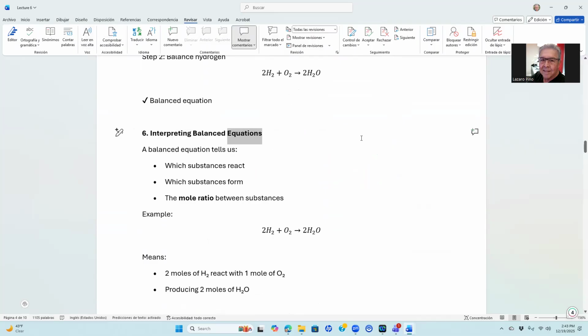Interpreting balanced equations. A balanced equation tells us which substances react, which substances form, and the mole ratio between substances. Example: 2 H2 plus O2 yields 2 H2O means 2 moles of H2 react with 1 mole of O2, producing 2 moles of H2O.